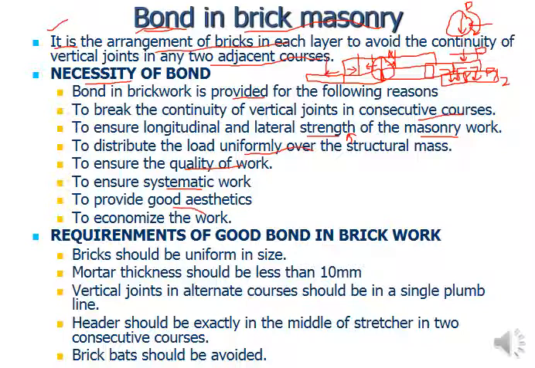It is also going to provide good aesthetics. If different types of patterns are there, those are going to give you a particular look at the front face or any kind of face. So that is going to be enhanced and give you good aesthetics also. To economize the work, once you get the particular strength and also a particular aesthetic, in both ways your economy can be managed. So you can say a managed and planned work can be done by using a particular type of brick bond.